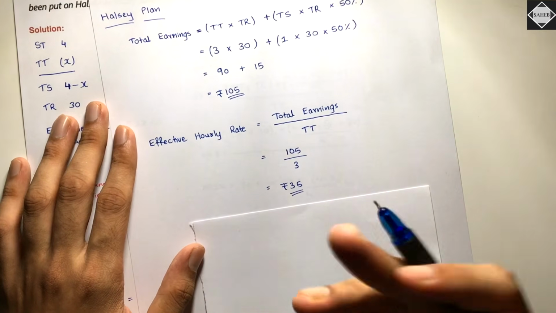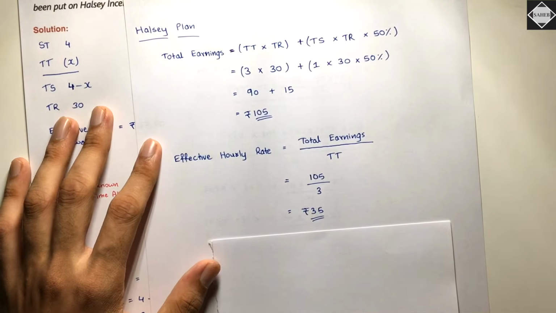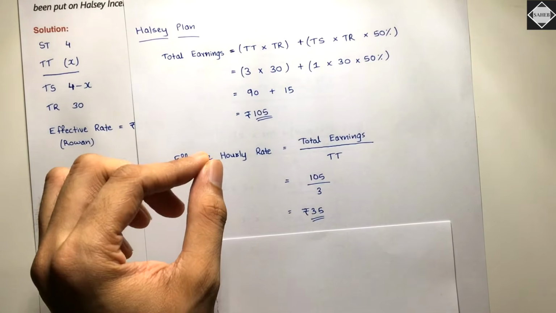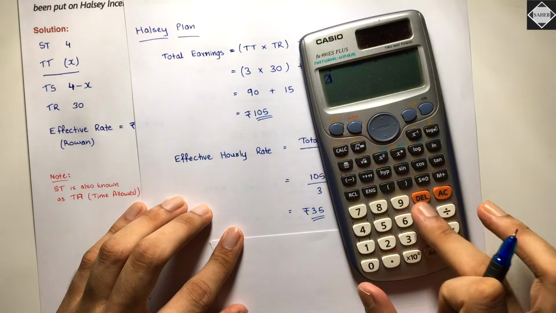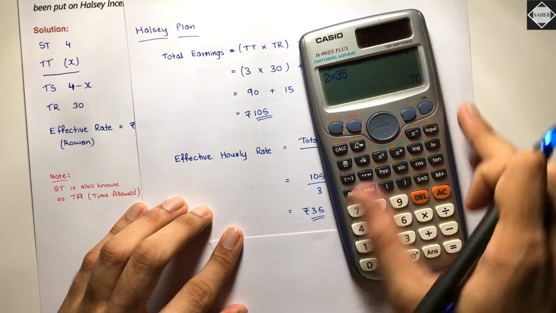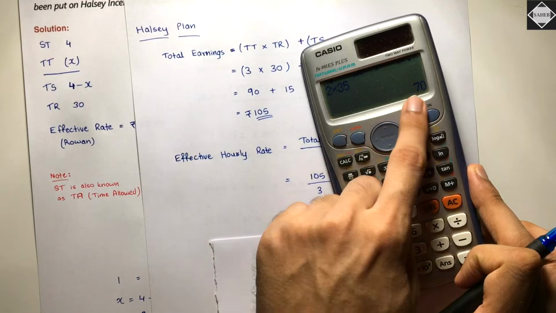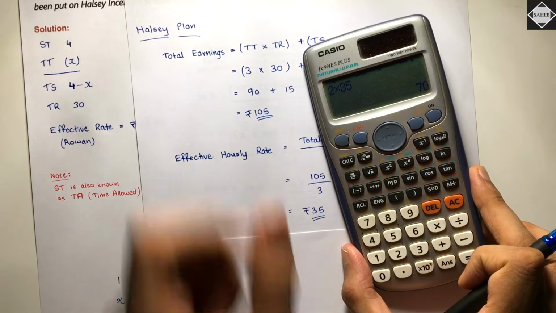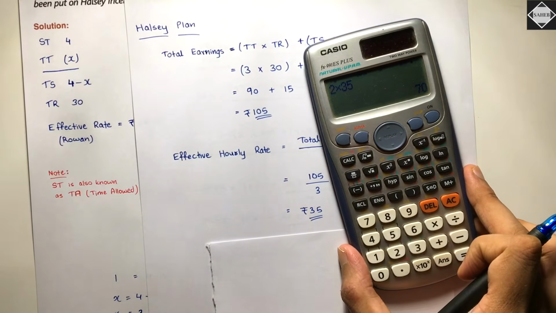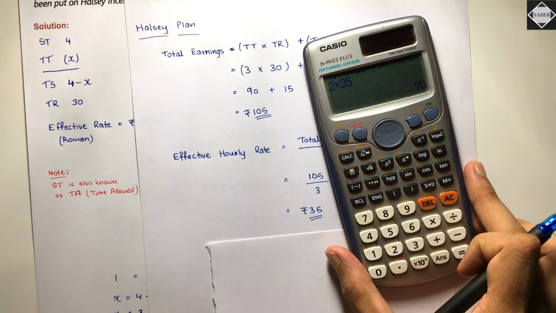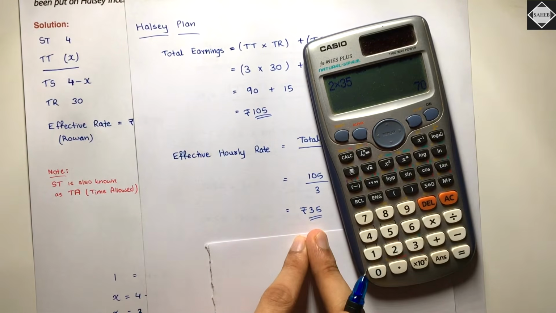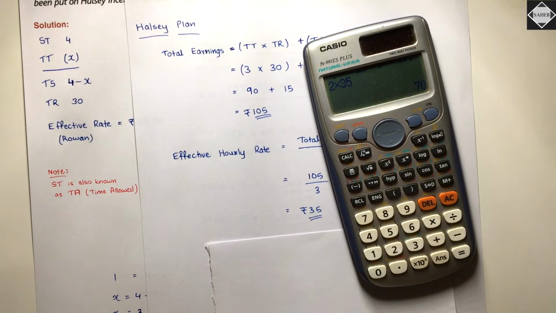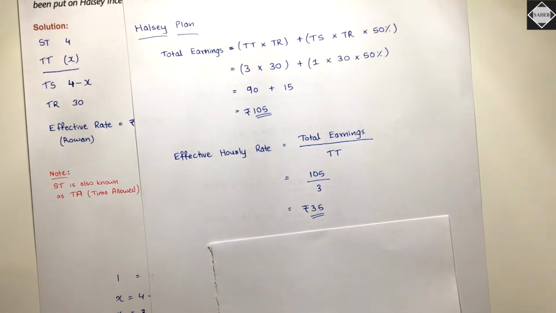Let's just say, for example, that the worker has worked on a particular job for 2 hours. So what you're going to do is 2 into 35, so that's 70 rupees. So 70 rupees labor direct cost you have to allocate to that job. Is it clear? That's the logic of effective hourly rate. You use this rate for costing purposes. Fine?